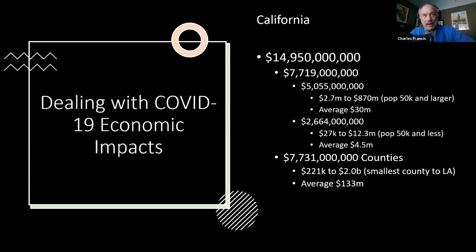I got $7.7 billion going to cities and $7.7 billion to counties. And you can see there that $5 billion is allocated to MSA cities, or metropolitan cities. And that is going to range from a low of 2.7 million to 870 million. And the average will be $30 million for municipalities. So if you represent an agency that's in a metropolitan statistical area like San Francisco or Los Angeles, and you're anywhere between 50,000 and a couple million in population, well, you can expect an average of $30 million.